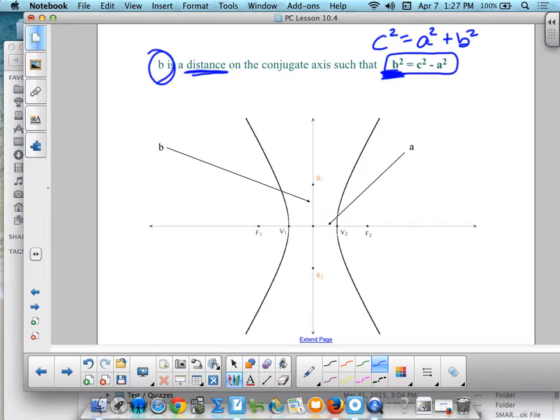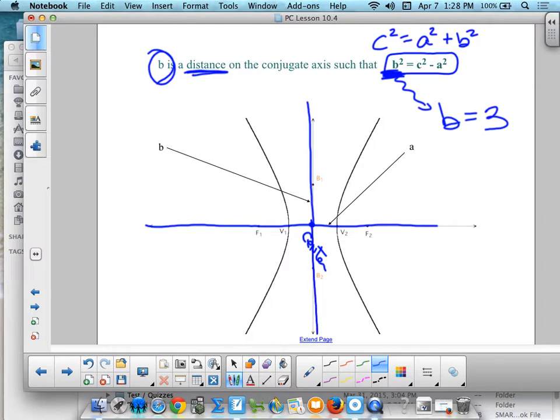What can I tell you here? Oh, I know. Let's pretend we found B to be 3. Where do we go for B? From the center, where are we going to go? Here's the transverse. Where do I go, guys, if B is 3? Up the conjugate. You have to go up the conjugate 3 units up and 3 units down. So if this was a 3 and this is a 3, this is where I go. That's the B value. Up 3, down 3.